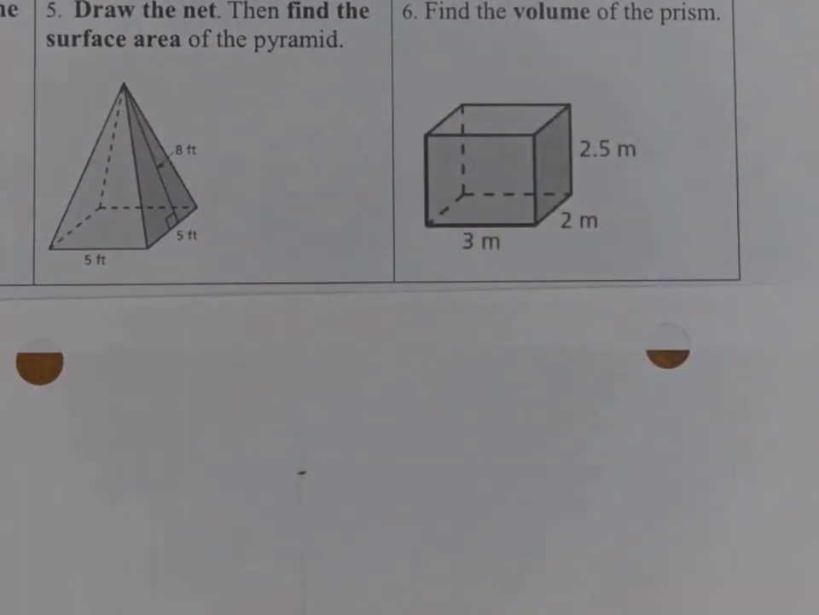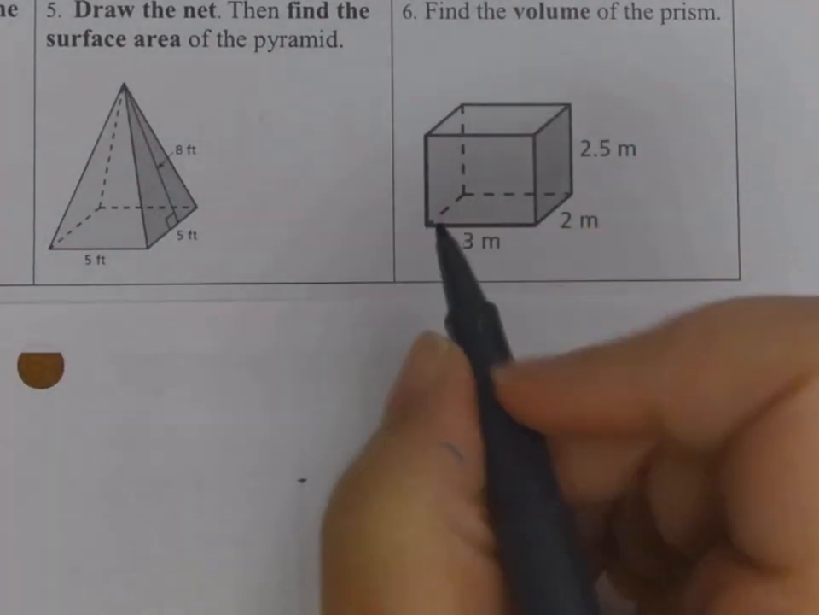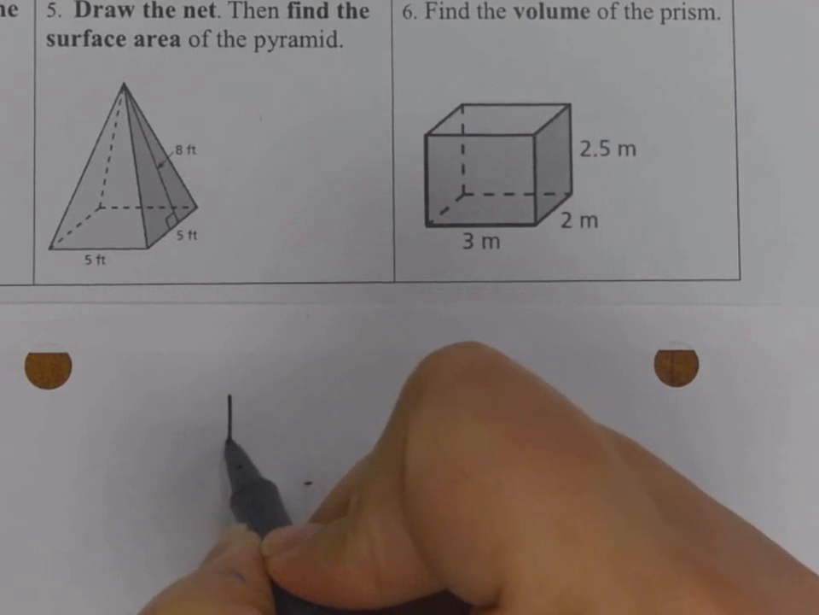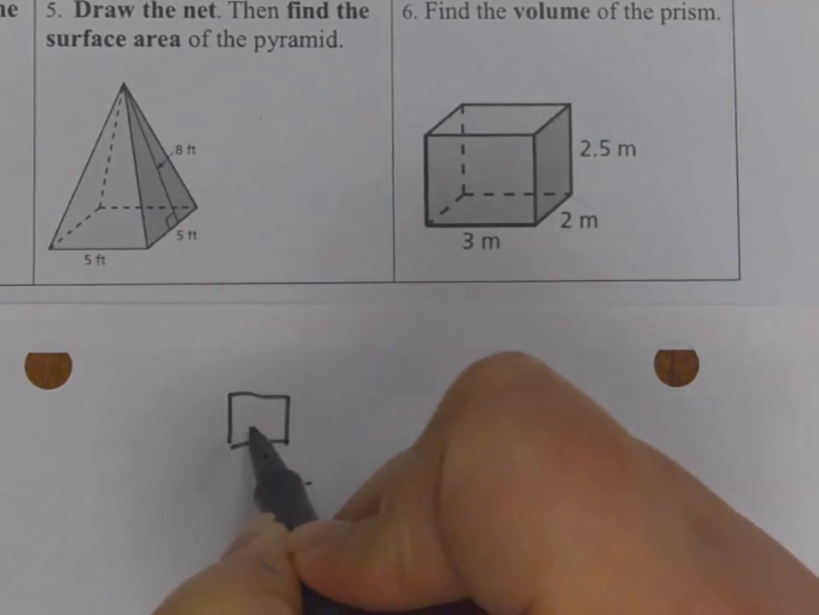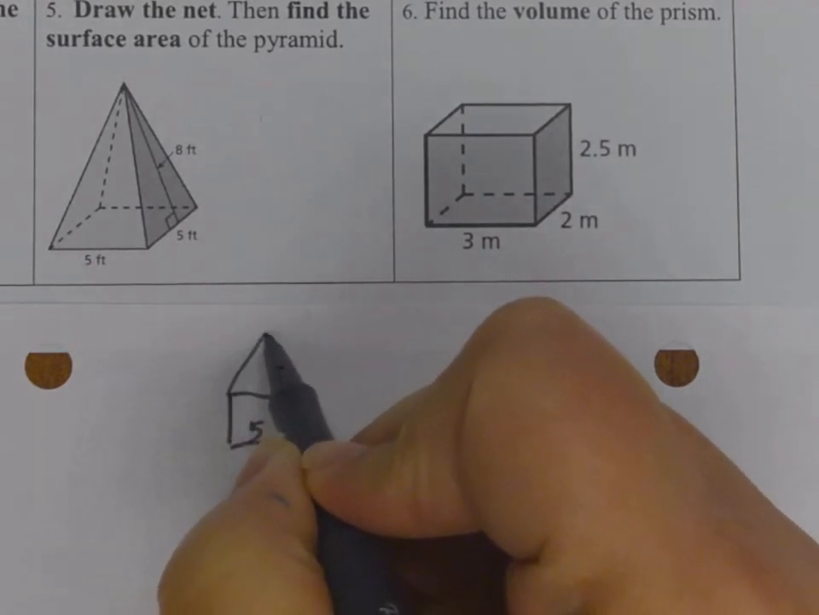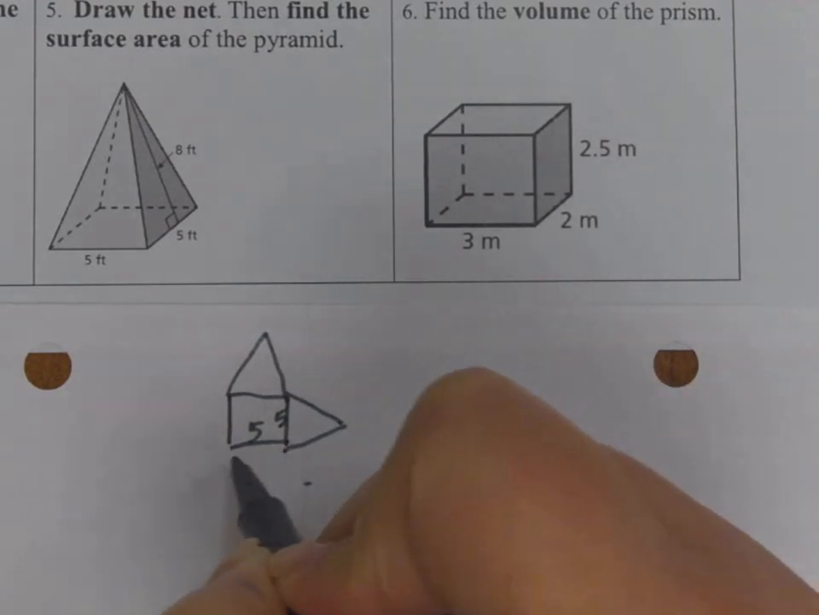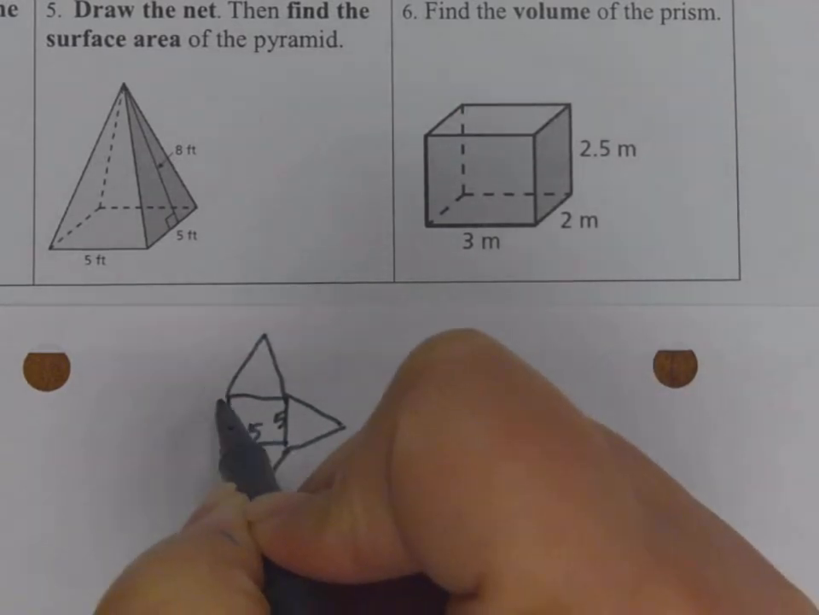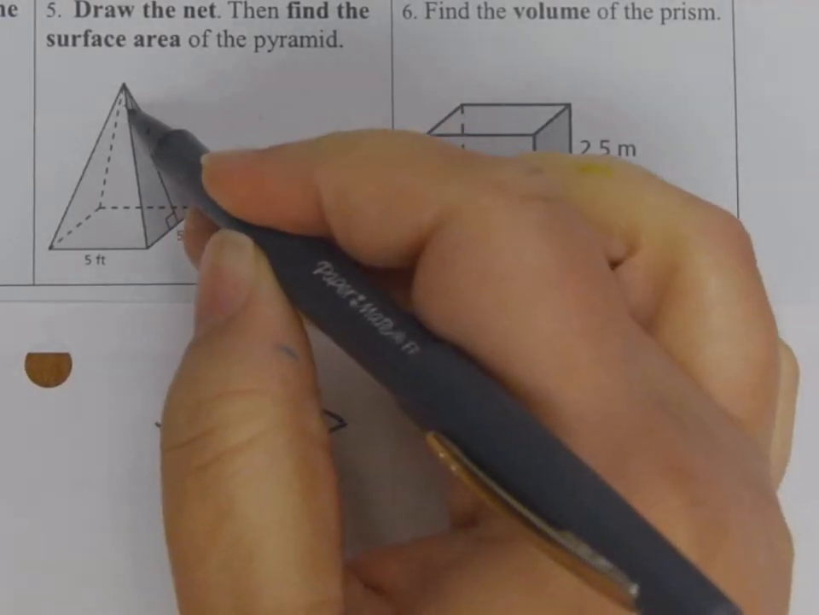So, start with your square base. This time it's 5 by 5. And then draw your triangle connected to each side. And on this one, your height of your triangle is 8.